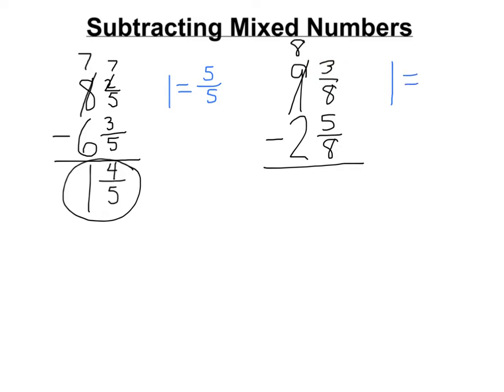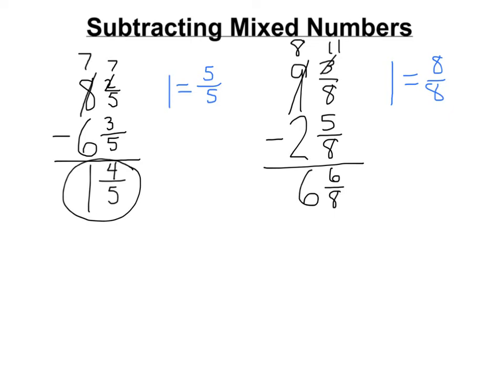So what would 1 be in eighths? Well, what form of 1 has 8 as a denominator? Well, 8/8. So the 1 that we borrowed, which is worth 8/8, is going to combine with the 3/8 that's already there. Well, 8 and 3 makes 11. Now we're ready to subtract. 11/8 minus 5/8 is 6/8. And 8 minus 2 is 6.